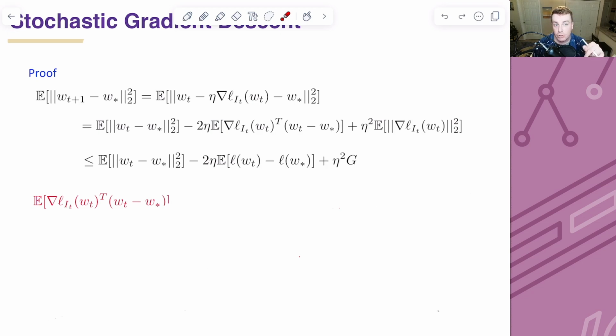But note that w_t is also a random variable, because where we are depends on the random set of choices we made in previous iterations. So it's really hard for me to analyze this, especially because it's a product, a times b, where both a and b are dependent variables. So it's really hard for me to say a lot here.